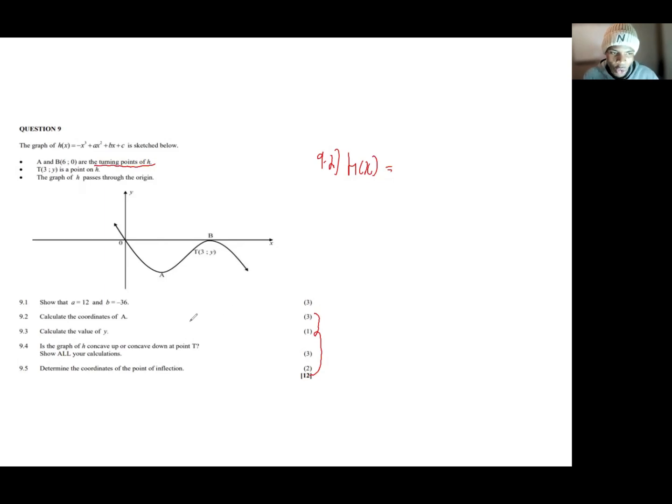So now let's say you couldn't do 9.1. You are now down 3 marks, but then you can still continue solving the rest of the questions. So by saying negative x cubed, and then where there's A, just replace that given value there, 12x squared. Where there's B, replace that given value, negative 36x, right? Then remember your C value is just 0, so we might just as well leave it like that.